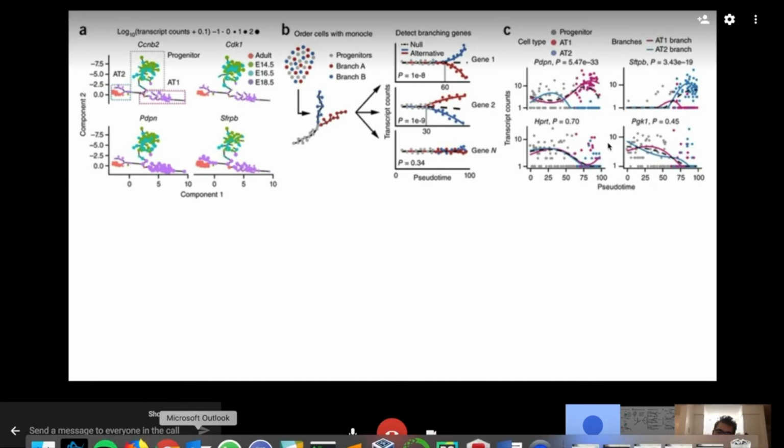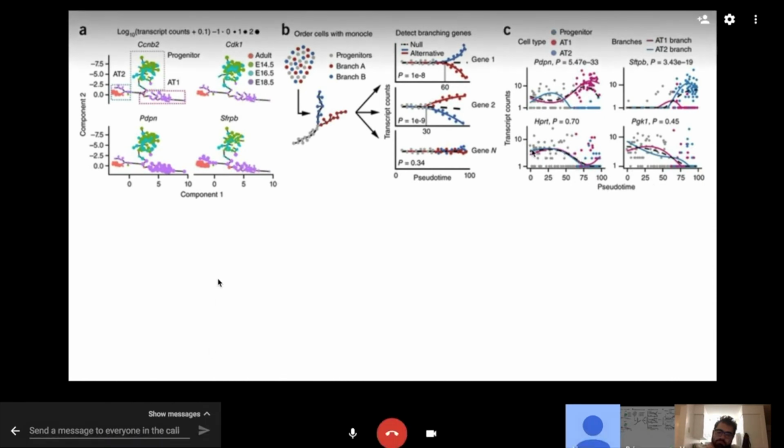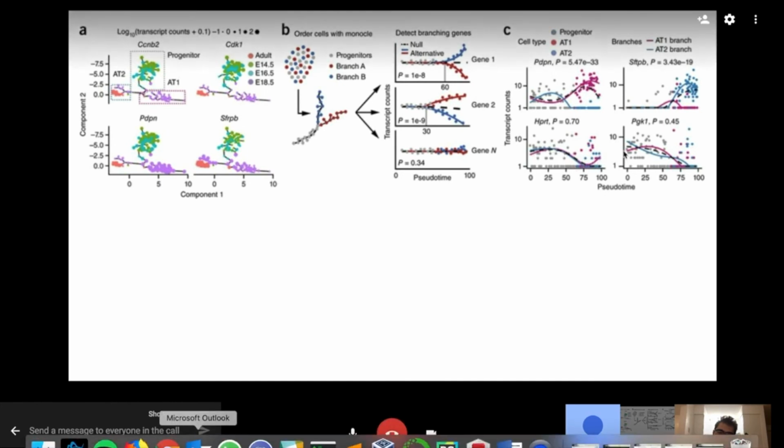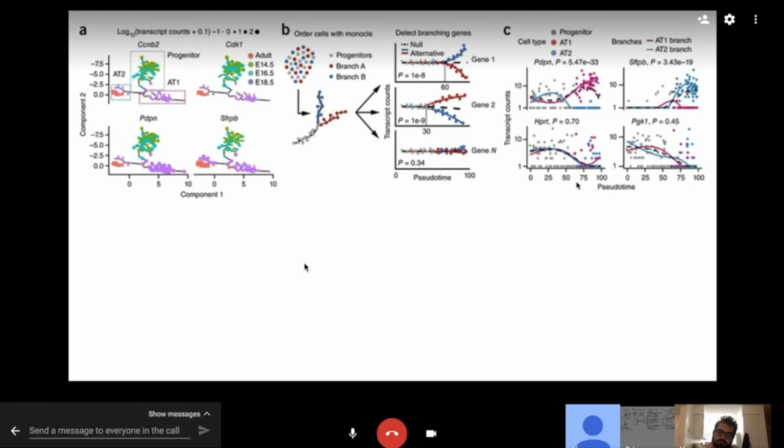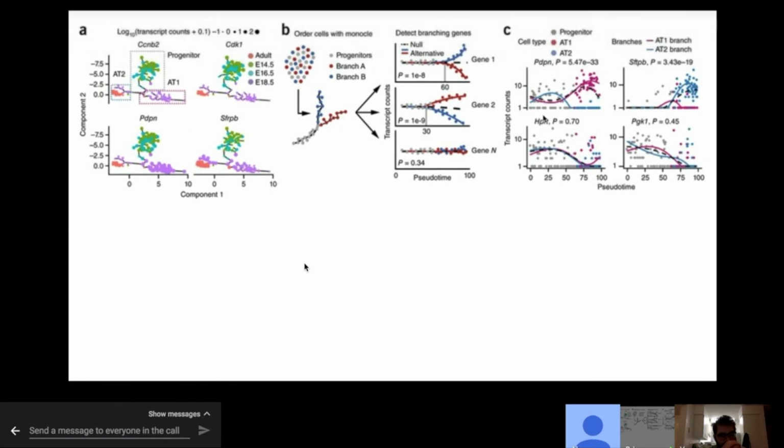Contrast that with these two, where you can see the model for branch A and branch B, or AT1 and AT2, looks almost identical in these two cases. So that's all it's doing. And you can see the curves in the line. That's the effect of the cubic spline. It's not a linear relationship, but it's this cubic curve that gets fitted.